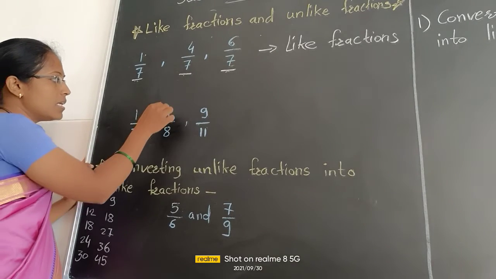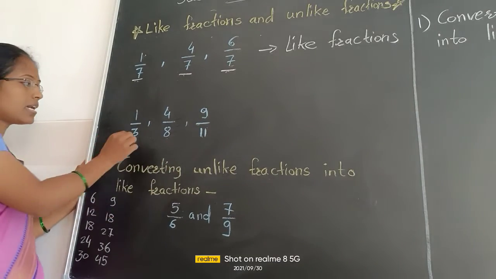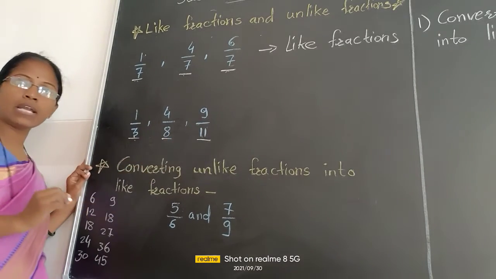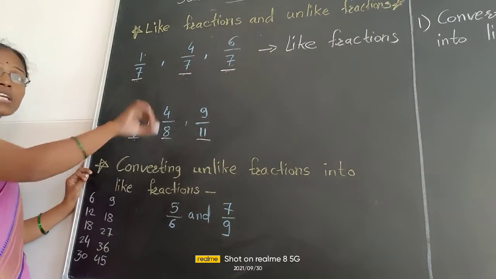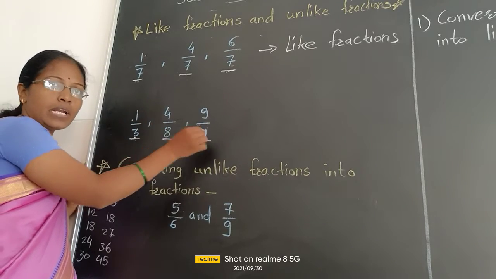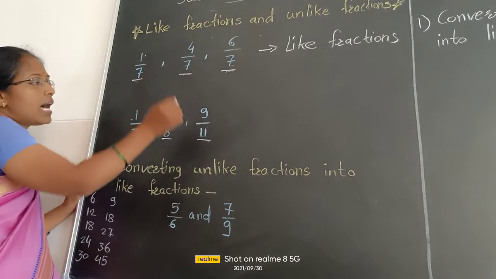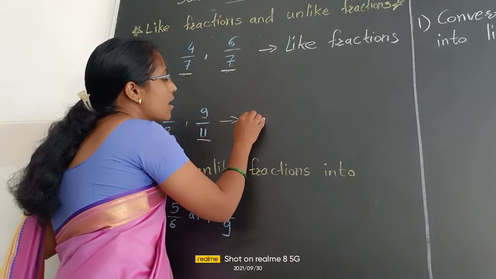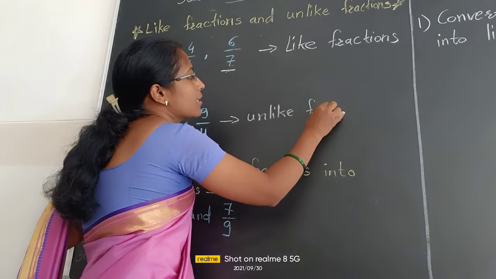1 upon 3, 4 upon 8, 9 upon 11. Here, is the denominator the same? No. Is the numerator the same? No. Nothing is the same. Means here the denominators are different. Fractions having different denominators are called unlike fractions.